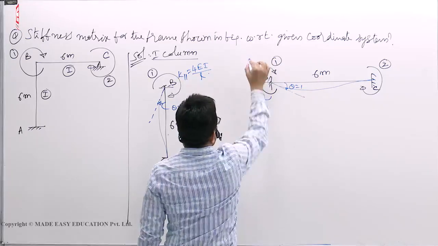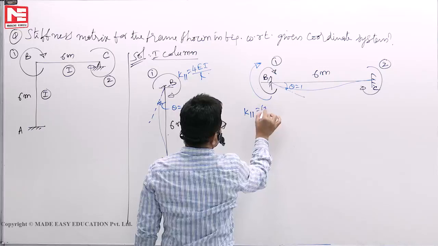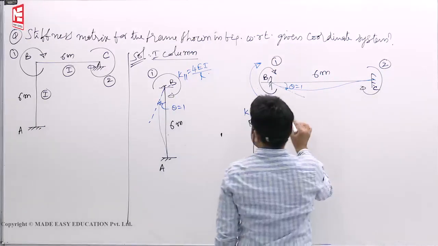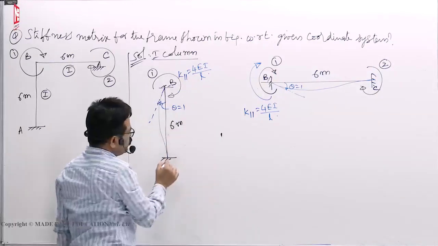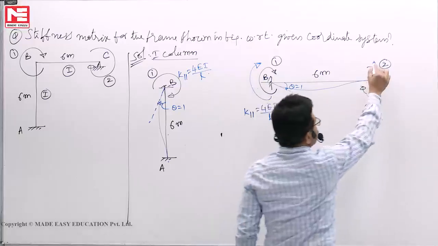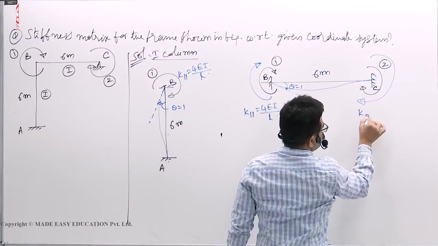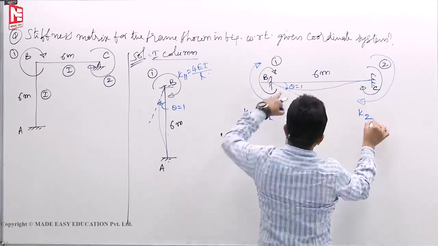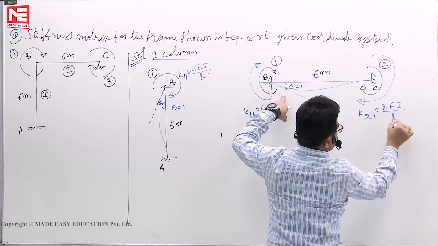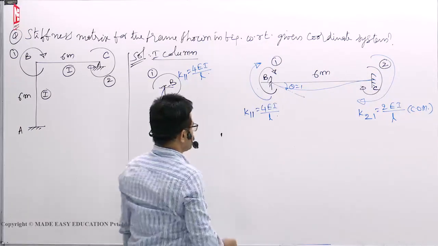Now this is also K11: force at 1, displacement also at 1. 4 EI by L. Then here a carryover moment of 2 EI by L is there, but we don't write it because there is no coordinate number. Whereas here coordinate 2 is there, so you have to write it, in the same direction it will develop. Force at 2 because of the displacement at 1: this we know is 2 EI by L from the carryover moment concept.